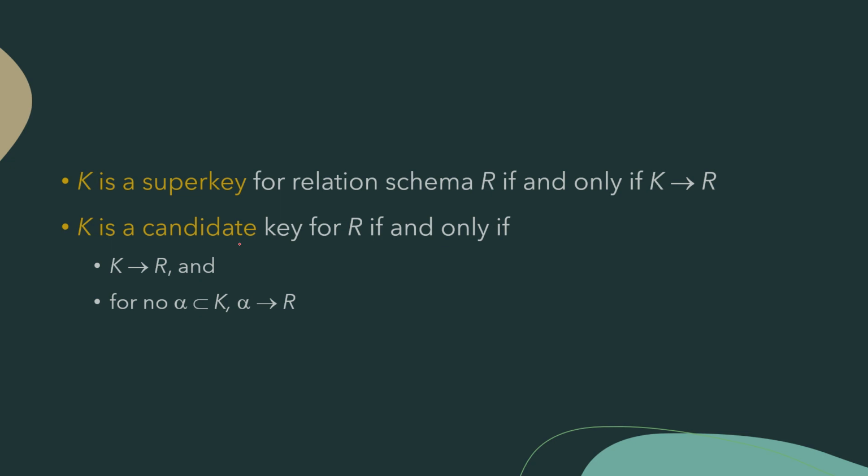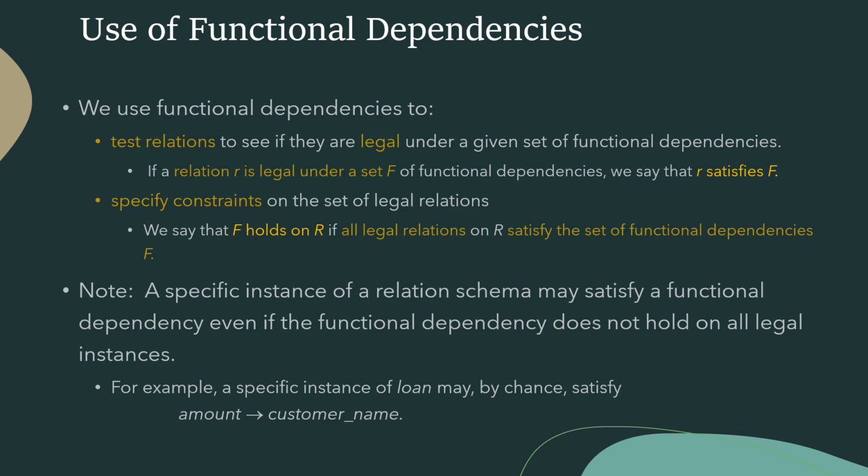So, if K is a candidate key, then two conditions must be satisfied. That is, K should imply R, meaning if we know the value of K, we can specify all other attribute values in R. And for no alpha subset of K does alpha imply R. That is, the minimum K attributes are needed to uniquely identify each and every tuple inside the table, not fewer. That is, minimum K is needed, not its subset. If you take a subset, you may not be able to specify a particular tuple uniquely. That is the meaning of candidate key.